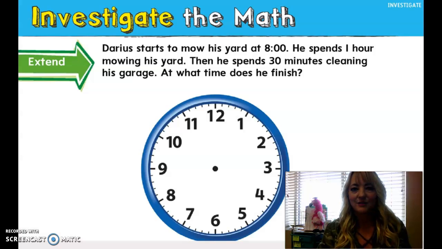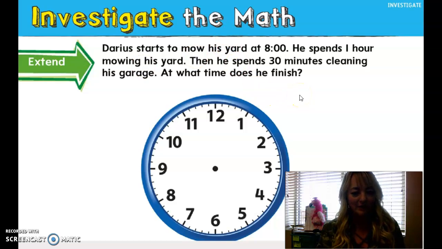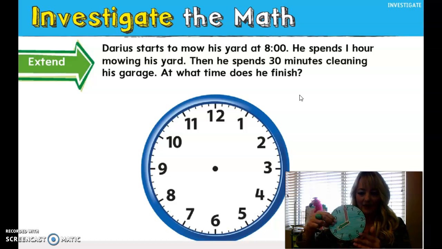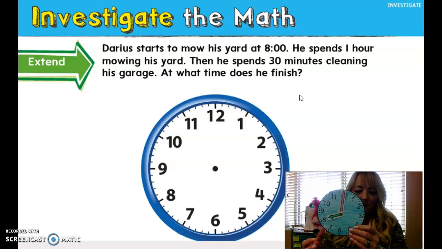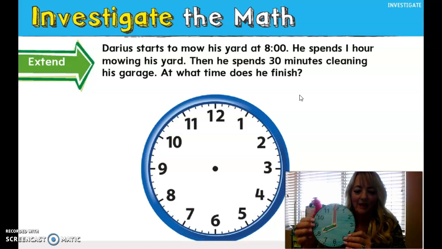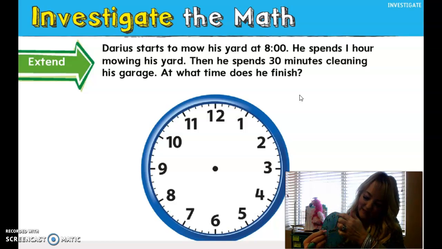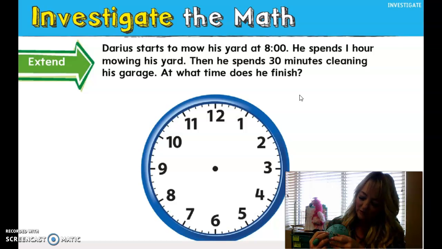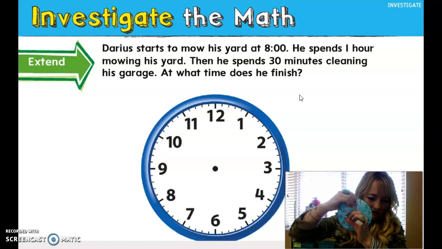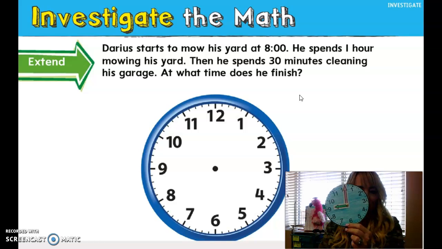So Darius, that's an interesting name, very cool. Darius starts to mow his yard at 8 o'clock. He spends 1 hour mowing his yard. So let's start with that. He starts to mow his yard at 8 o'clock. So here is where you get your little clock. Now we have the hour hand pointing at the 8 and the minute hand pointing at the 12, so 8 o'clock. He spends 1 hour mowing his lawn, which would mean the minute hand would go all the way around. He spent from 8 to 9 mowing his lawn, so it would be 9 o'clock when he finishes.